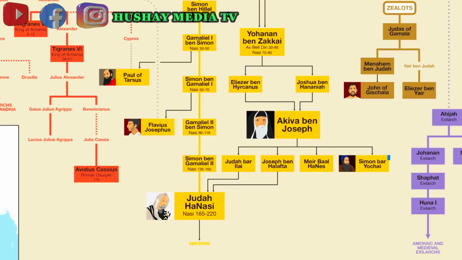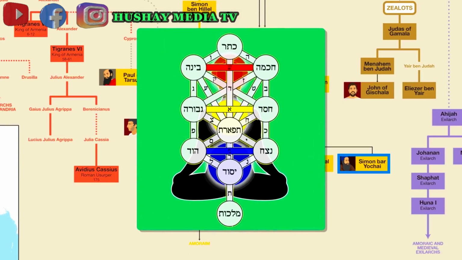Of the 4, Simon bar Yochai is perhaps the most notable. Traditionally, he is credited with having written the Zohar, the foundational text of Kabbalah, a form of Jewish mysticism that arose over 1,000 years later. However, it is very unlikely that he was the one who actually wrote it.